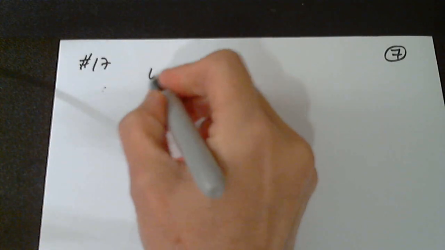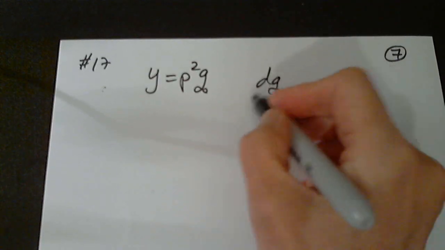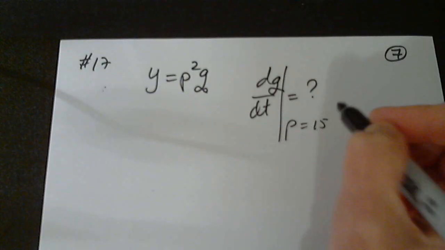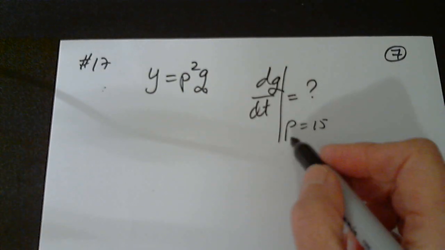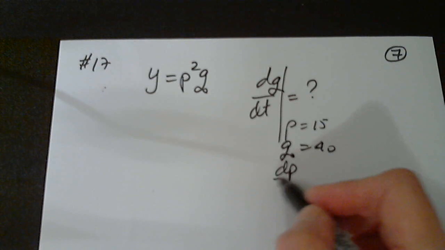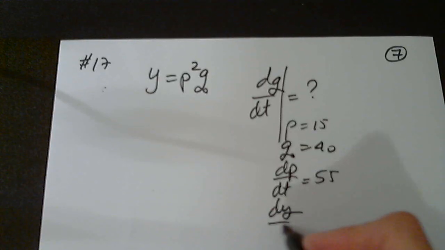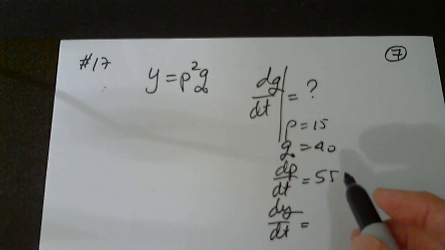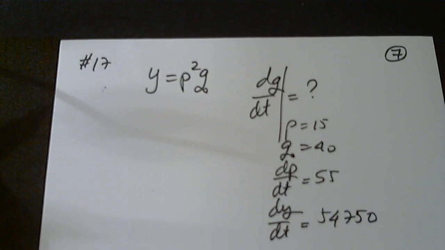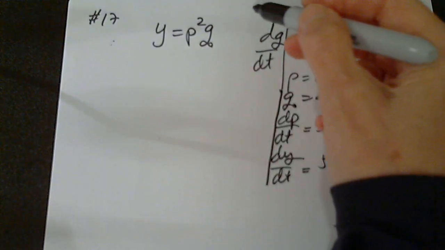In 17, we're given y equals p squared times q. Find dq over dt when p equals 15, q equals 40, dp over dt equals 55, and dy over dt equals 54,750. Okay, perfect. So this is the question.